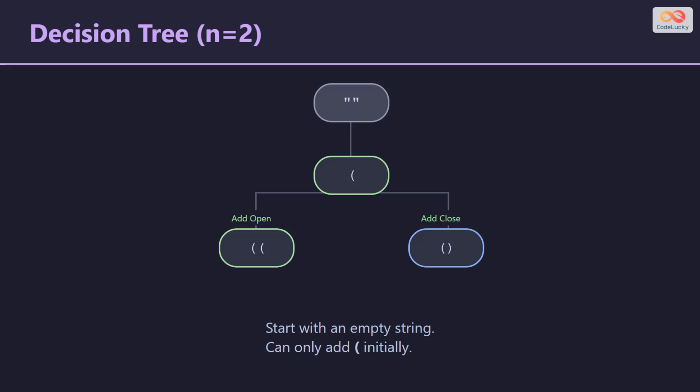Let's visualize this as a decision tree for n equals 2. We start with an empty string. Our first move must be an opening bracket because we can't start with a closing one. From there, we have choices. We can add another opening bracket or perhaps a closing one, depending on our counts.